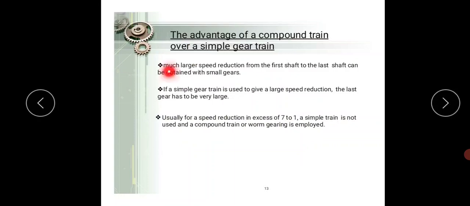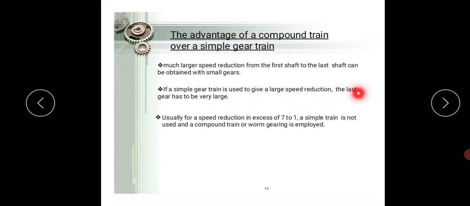Now see what the advantages of the compound gear train are. What is the advantage of the compound gear train compared with the simple gear train? Much larger speed reduction from the first shaft to the last shaft can be obtained with small gears. The speed reduction can be achieved by using small gears.